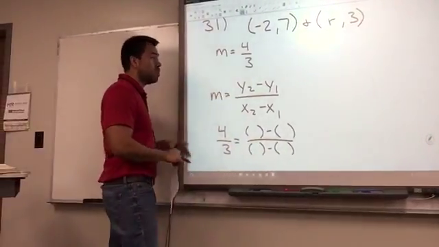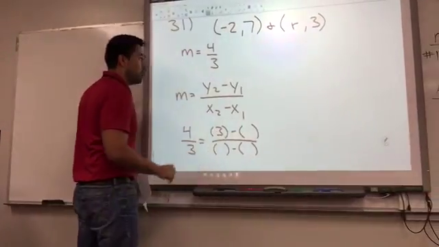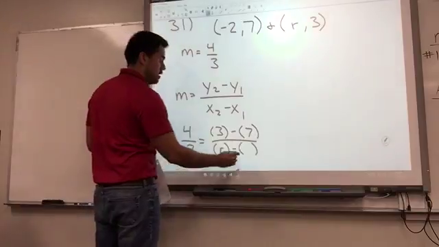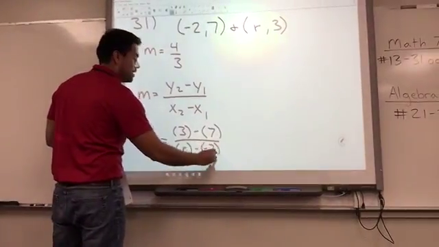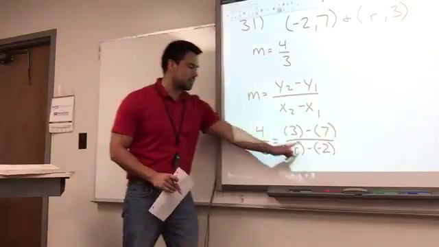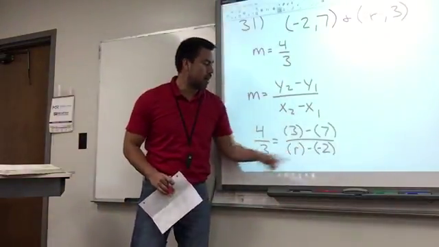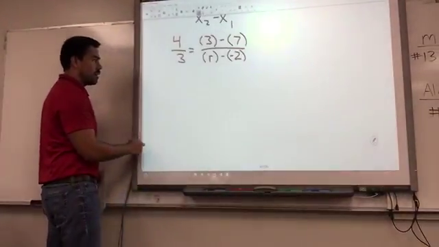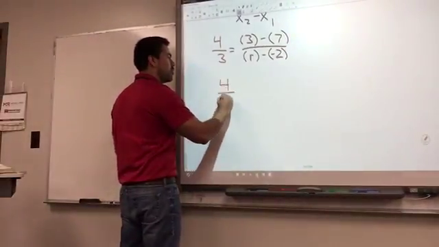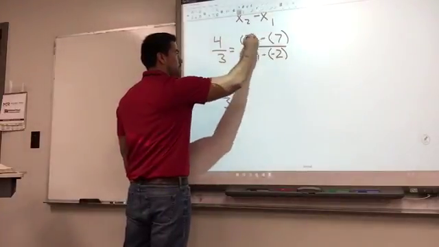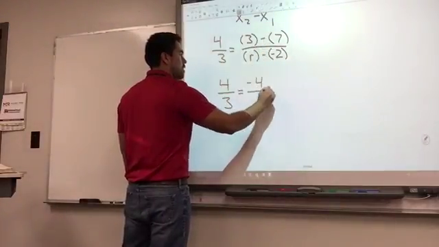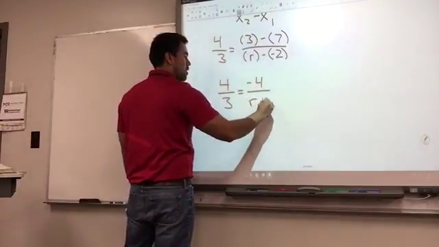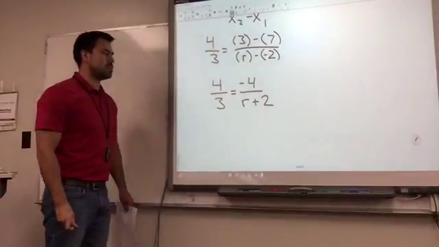So what's y sub 2? 3. What's y sub 1? 7. X sub 2? X sub 1? Good, -2. That's right. And see, if it's -2, that's going to become positive 2 or plus 2. So far that's all my work, and then I'm going to set it up: 4/3 equals, what's that up there? That's good, -4, and then what's this down here? R plus 2.